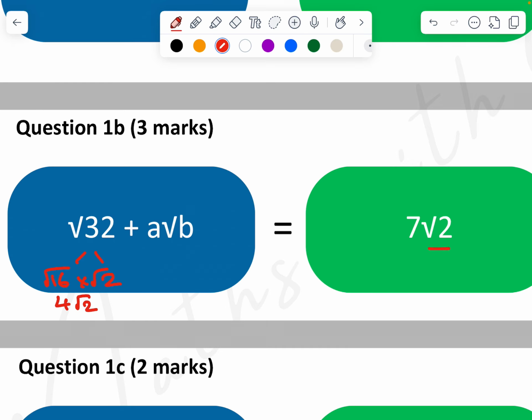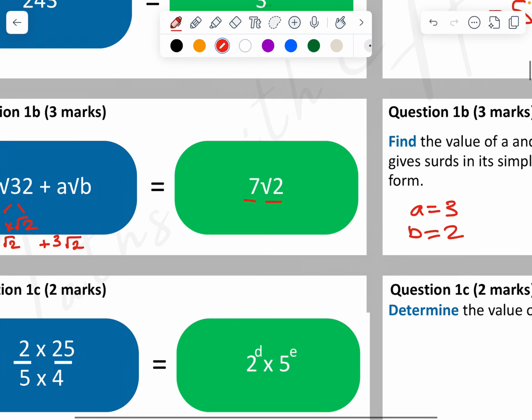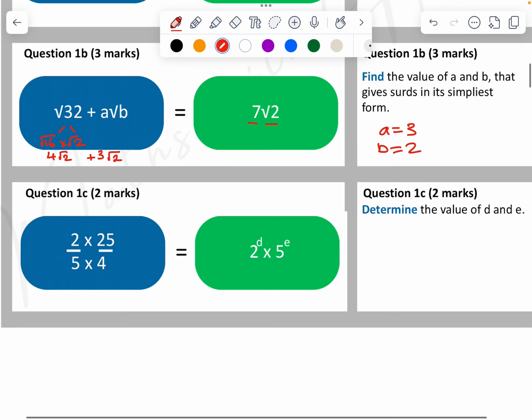And then root 2. So in order to get 7 root 2, I know that the root in the second term has to be 2. How many do I need? I need 3, because 4 and 3 is 7. So A is going to be 3 and B is 2. You don't write root 2 because the root's already there. And that's for 3 marks.